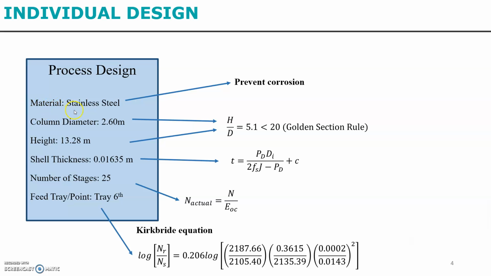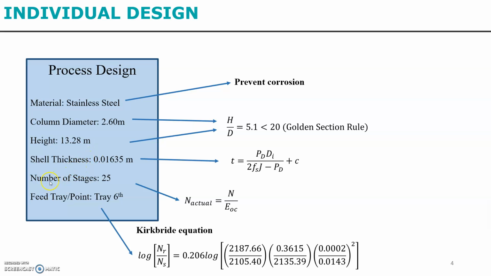So moving on to the next one, the process design. The material of construction that we have selected is stainless steel, which can prevent corrosion, and the column diameter calculated is 2.6 and the height is 13.28, which we have to validate that this ratio is correct by using the golden section rule. After validation, we prove that 5.1 is smaller than 20, which means this ratio is feasible. And after this, we calculate the shell thickness, and the usage of the shell thickness is to get the outer diameter of the column. This is the inner diameter that we have used, and 2.6 plus this one will be around 2.62 as our outer diameter.